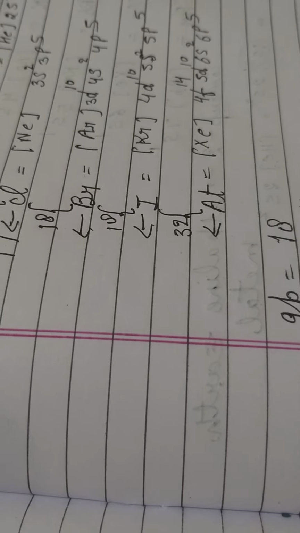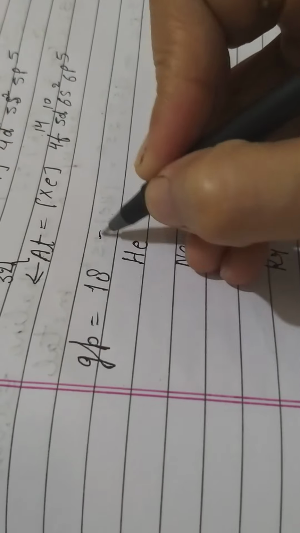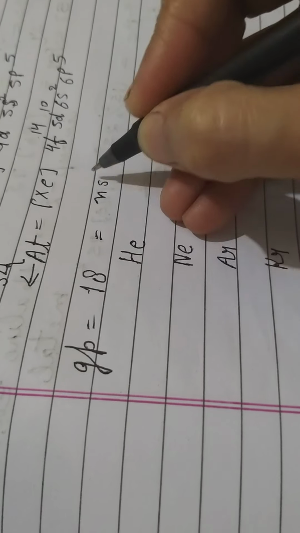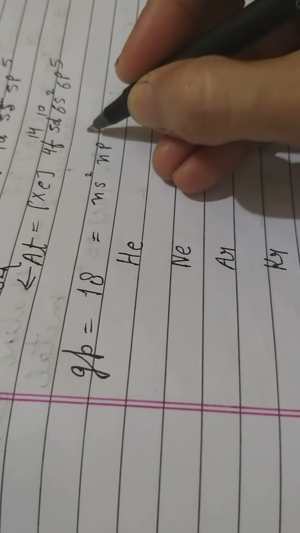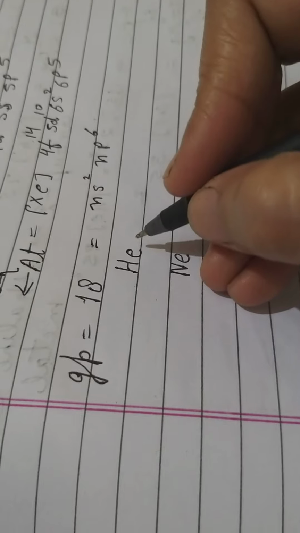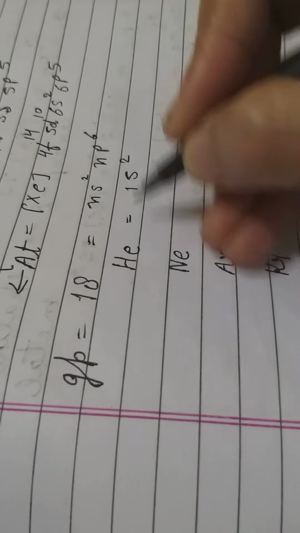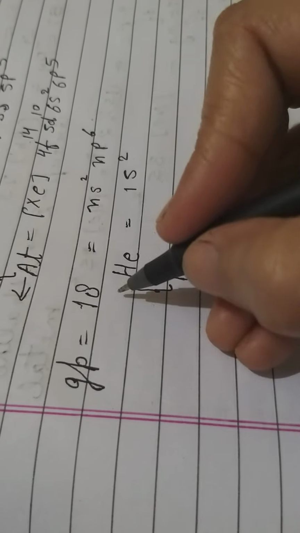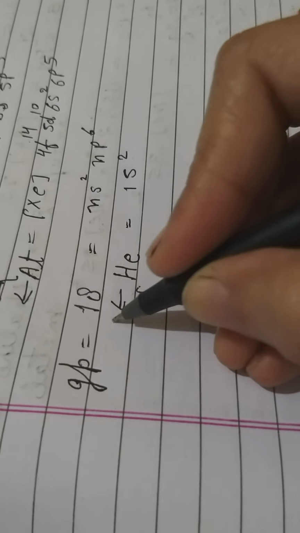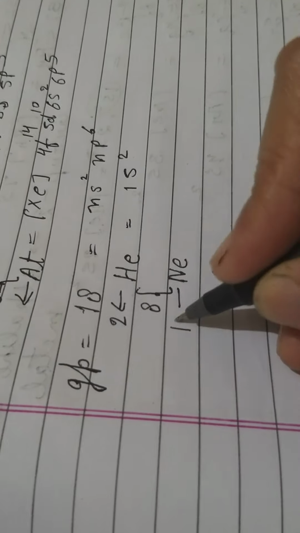Okay. Now the next is group 18. Their general electronic configuration is ns2, np6. So how is it to be done? For helium the configuration is only 1s2. Okay. Now for finding the atomic number, that is 2. Now 8 is to be added. So we get there 10.